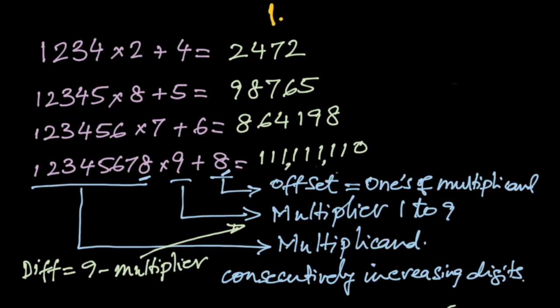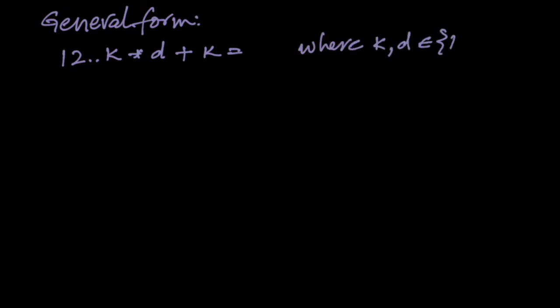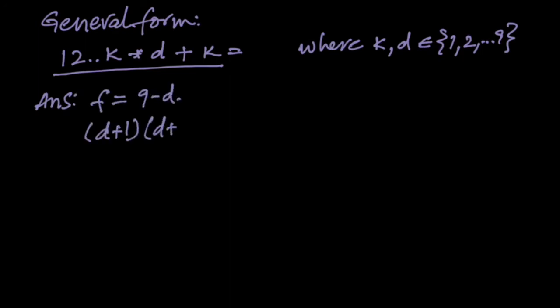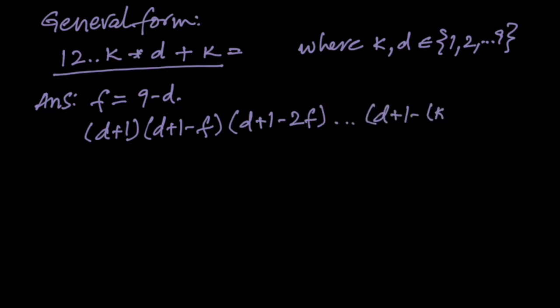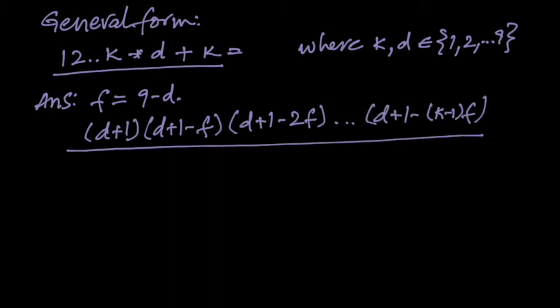Now let's look at its general form. So its general form is 1, 2, 3, 4 up to k times d and then same k we have to add, and k and d both belong to the set of 1 to 9. Here we first calculate the diff which we call f. So f is 9 minus d and the answer becomes d plus 1, then d plus 1 minus f, d plus 1 minus 2f, 3f all the way up to k minus 1 times f. And then we have to follow the technique which I talked about earlier.